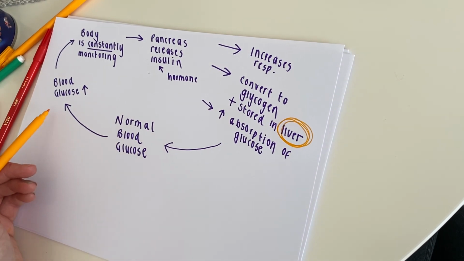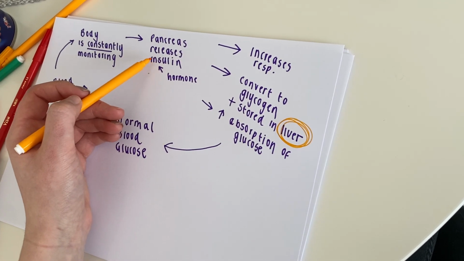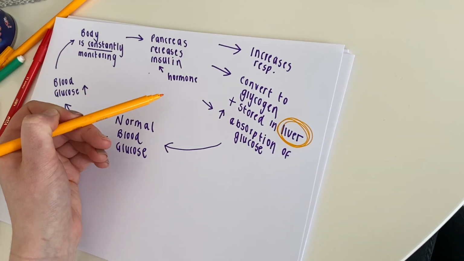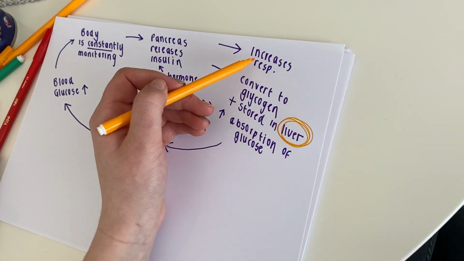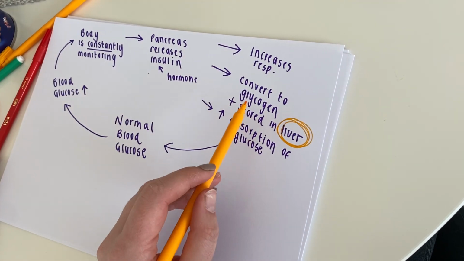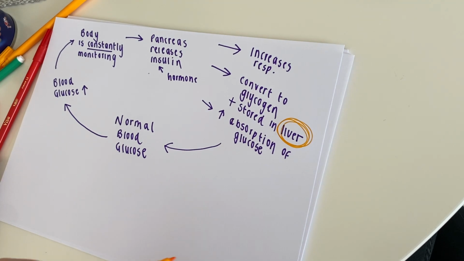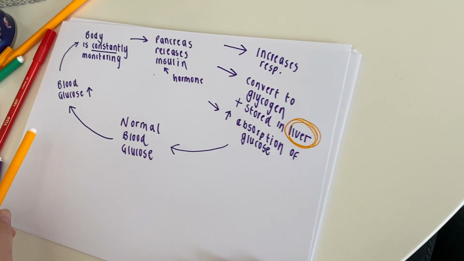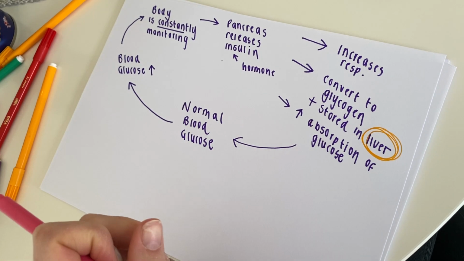And then if blood glucose levels were to peak again, the body is still monitoring it. The pancreas would release more insulin again. Remember that insulin lowers blood glucose levels. It doesn't control it, it lowers it. And it lowers it by doing these three things: increasing respiration, converting glucose to glycogen, and increasing the absorption of glucose.